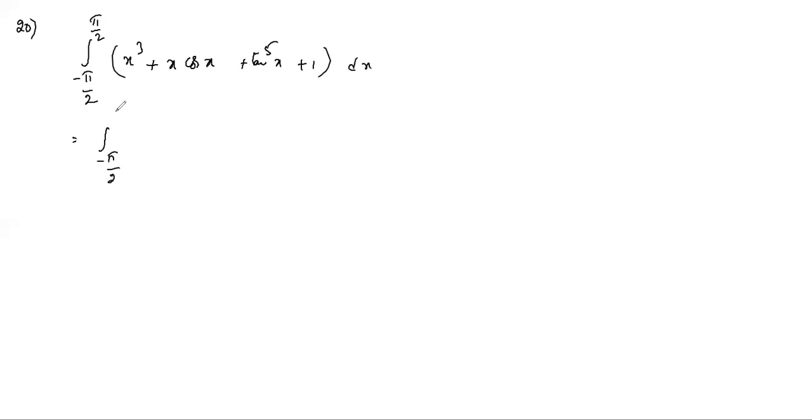Next, 20. Integral from minus pi by 2 to pi by 2 of x square plus x cos x plus tan power 5 x plus 1 dx. By splitting, minus pi by 2 to pi by 2 of x cube plus x cos x plus tan power 5 x dx, plus integral minus pi by 2 to pi by 2 of 1 dx.